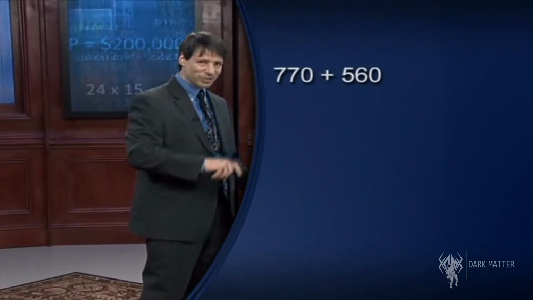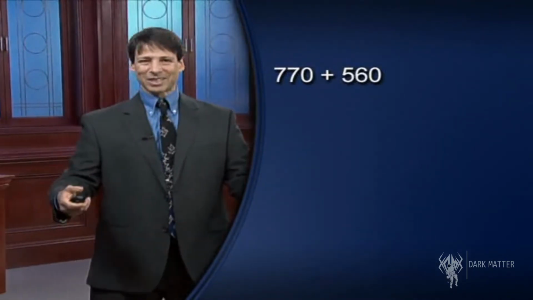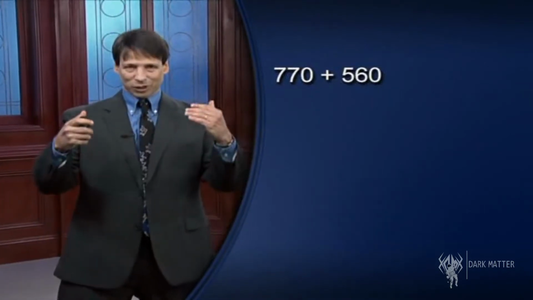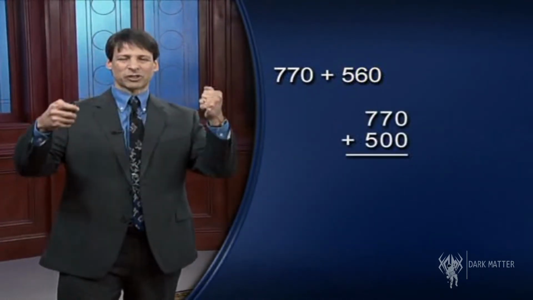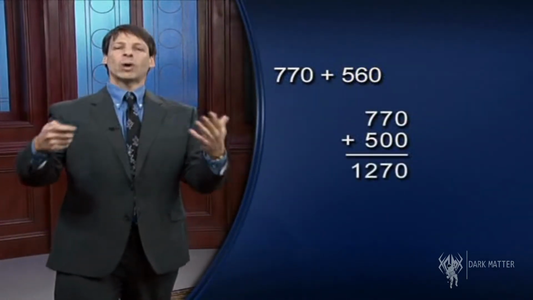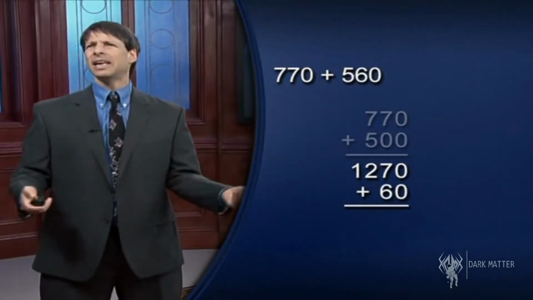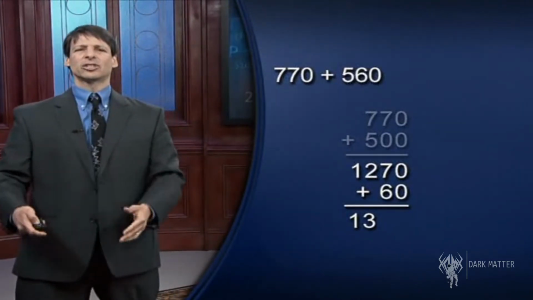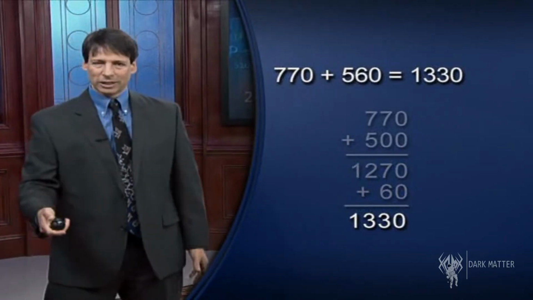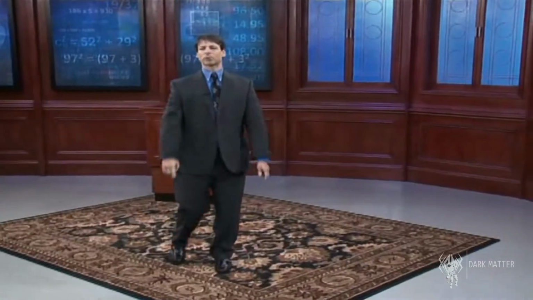When you throw in a 560 calorie milkshake, how many calories would you have? Well, 770 plus 560, we're going to first add 500, then add 60. 770 plus 500 is 1,270 plus 60. That's going to be 1,300 and something. 70 plus 60 ends in 30, so it's 1,330.